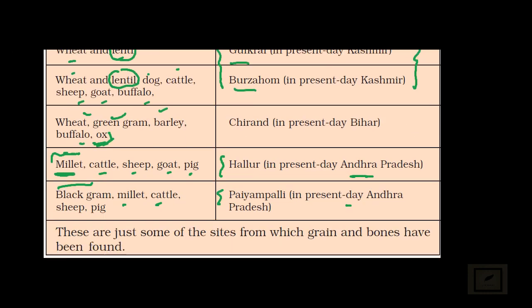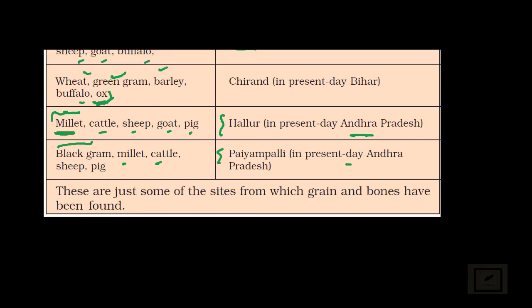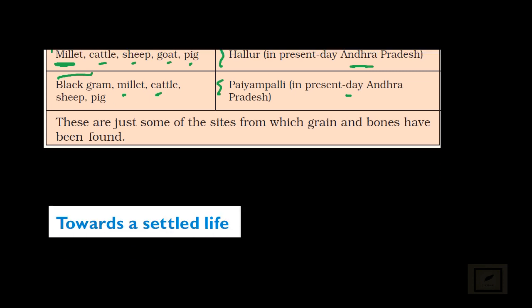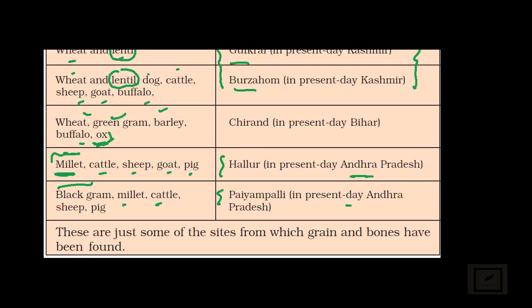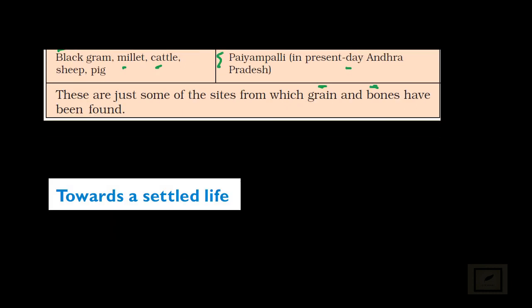This is what is being suggested by the archaeologists, that they have found these sites where they have found the grain and the bones. Now this suggests that by this time the early man had started using the grain, and they also started the domestication of animals. This is a nice thing that we didn't find in the Paleolithic period.